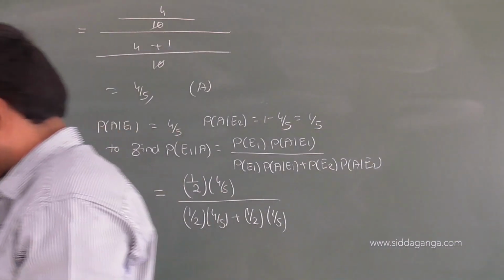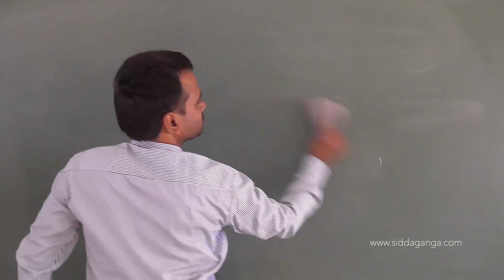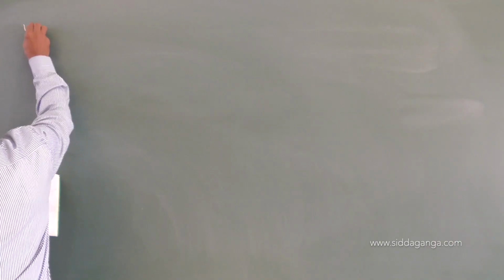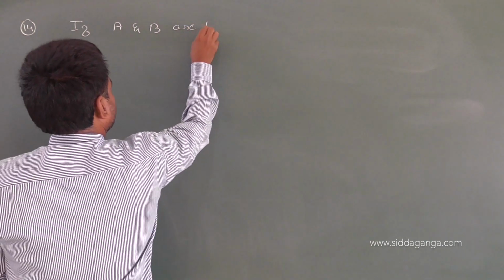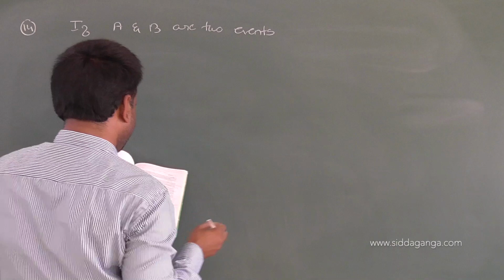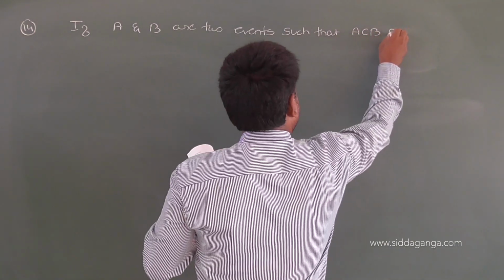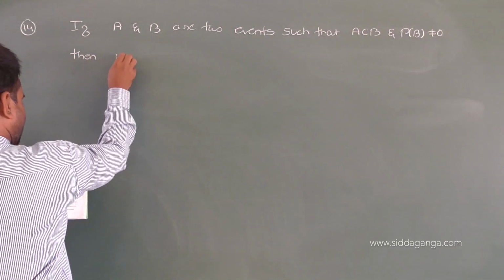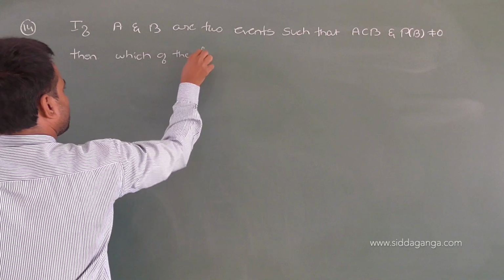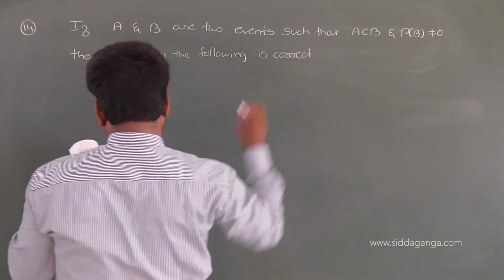13th question over. 14th question. If A and B are two events such that A is a subset of B and P of B is not equal to 0, then which of the following is correct?